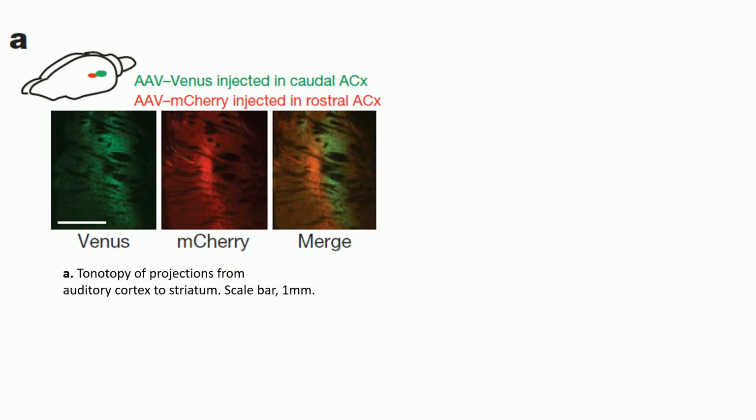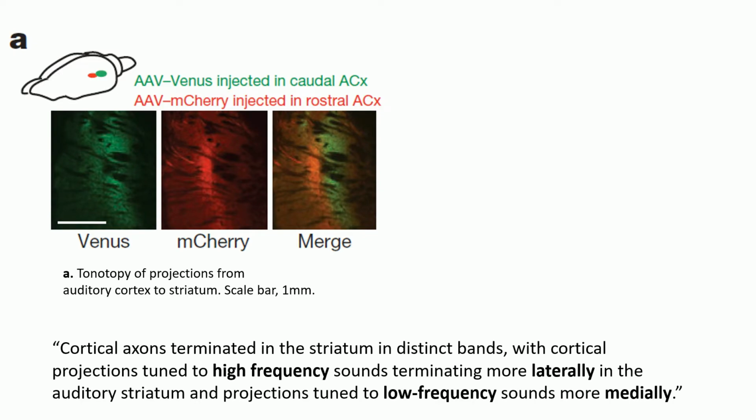The authors mapped general tonotopy of striatal inputs by injecting two different color tracers. A green fluorescent virus was injected into the caudal part of the auditory cortex, which processes low frequencies, and a red fluorescent virus was injected into the rostral part of the auditory cortex, which processes high frequencies. This allowed them to verify that the striatum itself has a tonotopic axis.